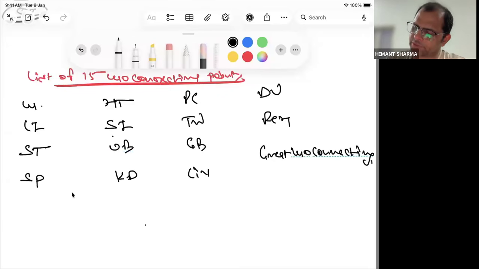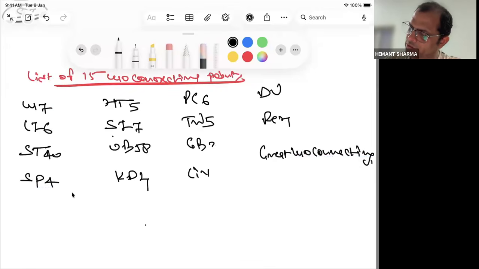So the luo connecting points will be: lung 7, LI 6, stomach 40, spleen 4, heart 5, SI 7, urinary bladder 58, kidney 4, pericardium 6, triple warmer 5, gallbladder 37, liver 5. Then the great luo connecting point will be spleen 21.